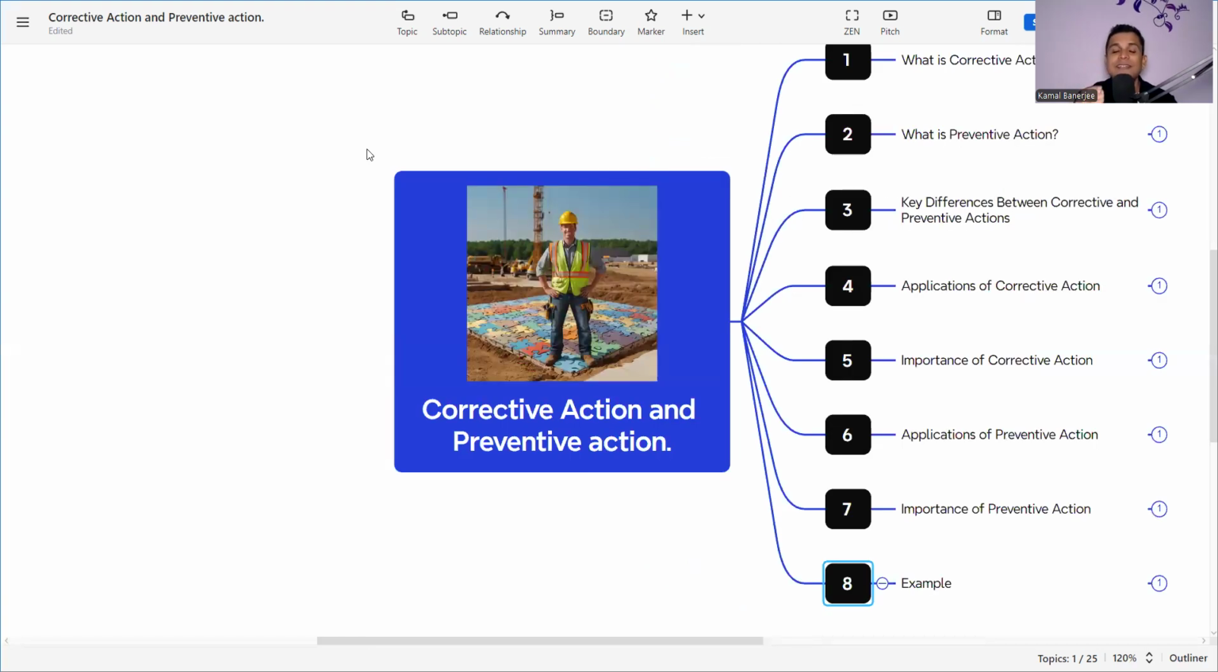If any problem is arising, we need to do the root cause analysis, and we have to implement it in the process so that there will be no reoccurrence of the same. So these are all about the corrective action and the preventive action of quality control.